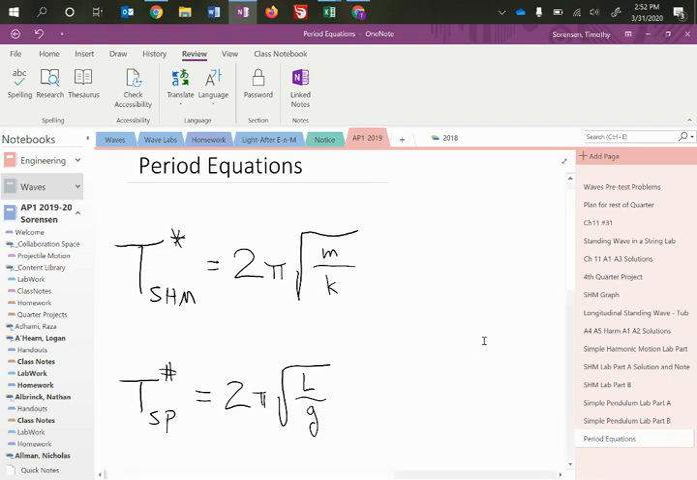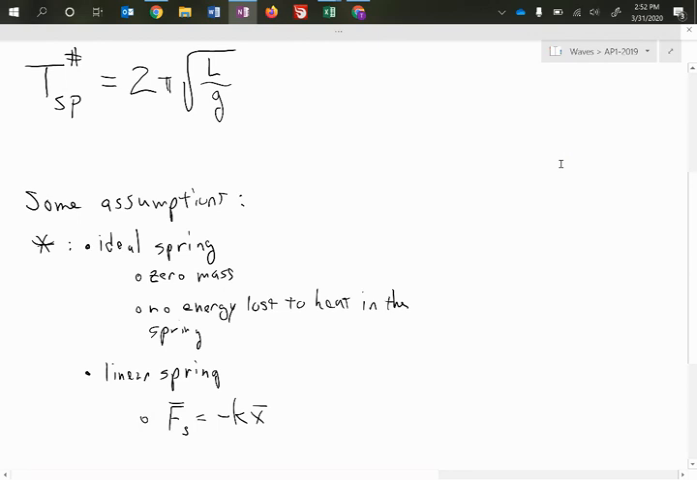Some things to keep in mind with these two equations, and that's the reason for the asterisk and the pound sign, is they come with some assumptions. So let's talk through the assumptions that are in the simple harmonic motion equation.